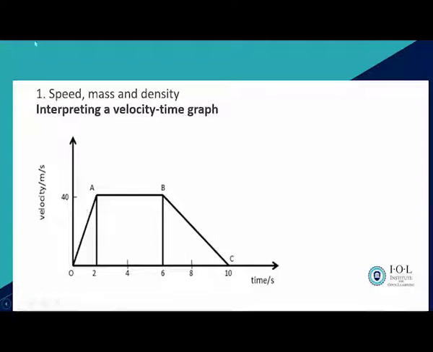If you are to calculate acceleration between A and B, here we said the object is moving with a constant velocity. Therefore, acceleration here is 0. So it will give you a 0 value. Then BC. This one, you can calculate acceleration using final velocity minus initial divided by time. And the value of your answer here will be negative, because this is a negative acceleration.